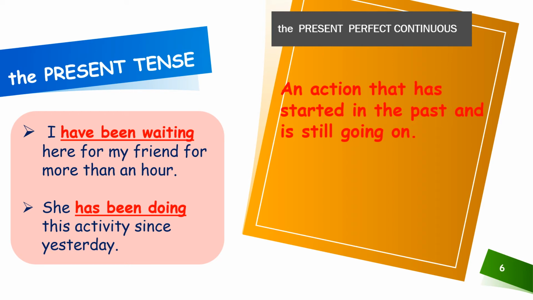So you either use a has or a have in the present perfect. Remember? But in the continuous, you will have to use another word, been, in front. And then you will have to use the verb wait plus ing. Is this clear to you, students? Fine. So this is the present perfect continuous tense which has started in the past but is still going on. Clear?